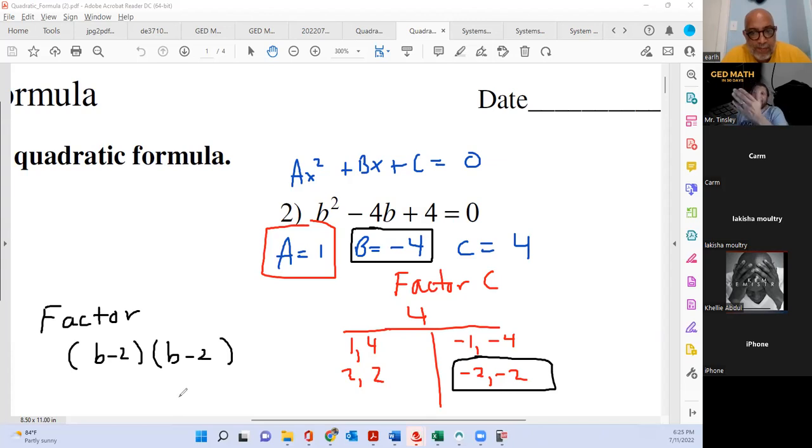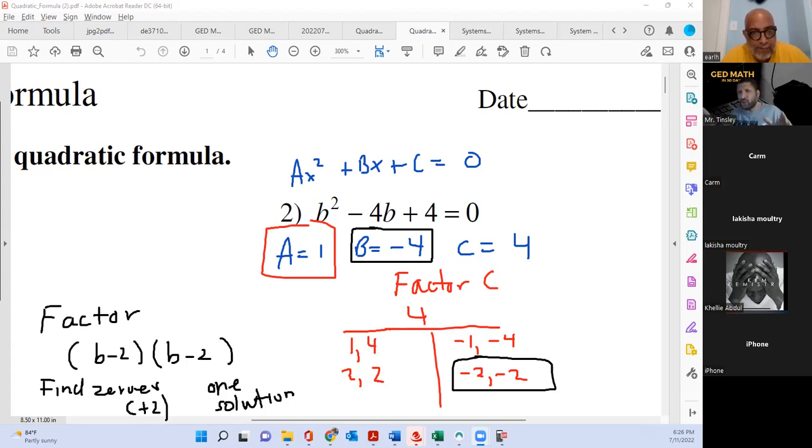So I factored it. Now, how can I solve it? I have to find my zeros. What is the opposite of negative 2? Positive 2. So for this quadratic equation, you only have one solution, which is 2. Remember, a quadratic equation can have up to 2 solutions. This one only has 1.